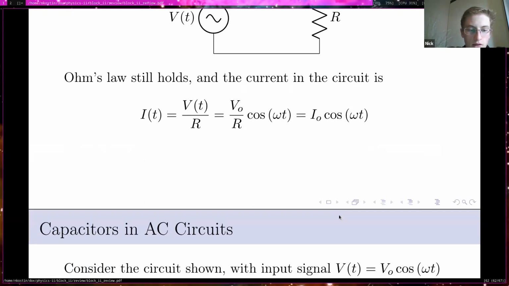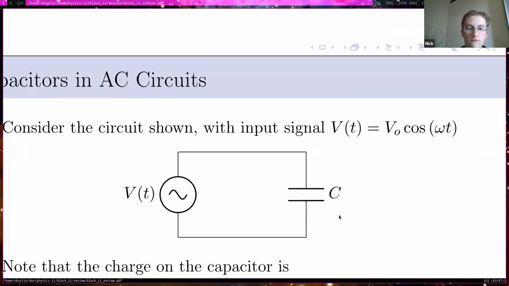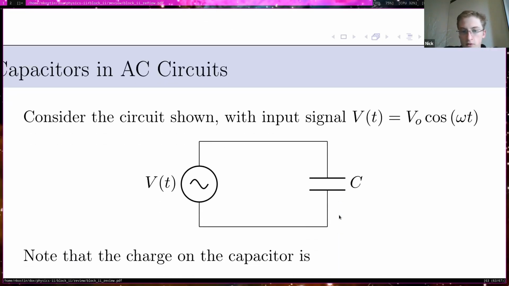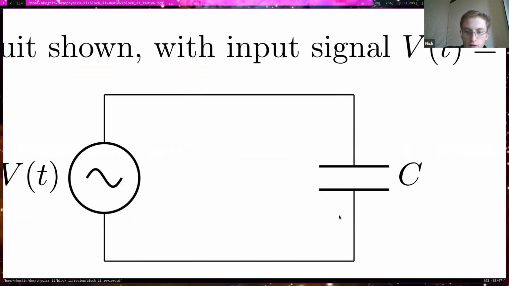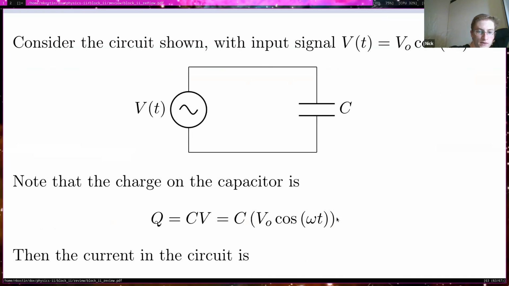Cool. And then for capacitors in AC circuits, this is something Tyler got asked about. So for the circuit shown with input signal, it's the same input signal as before. V of t is equal to V naught cosine of omega t. I'm still sending in my input signal right here, except now instead of a resistor, I have a capacitor. This one's a little bit more tricky. I can't just use the same stuff that I used before for DC signals and capacitors. What I have to do is say that the charge on the capacitor is C times delta V. That just comes from the definition of capacitance. And I know my voltage function is V naught cosine of omega t, so I put that in there.